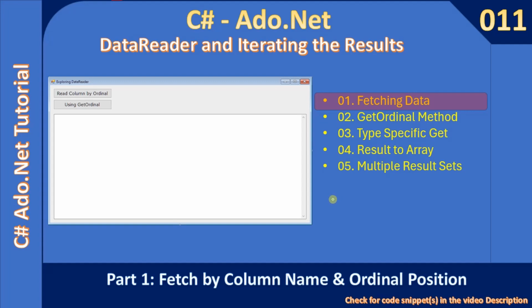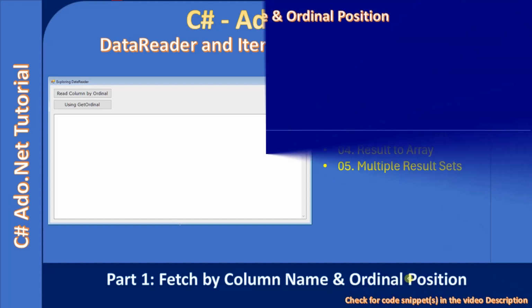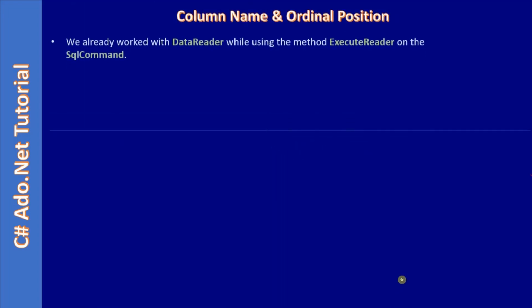In this video, we will learn how to use the DataReader object and fetch values using the reader object. So here we fetch the column name by ordinal position. We already worked with DataReader while using the method ExecuteReader.